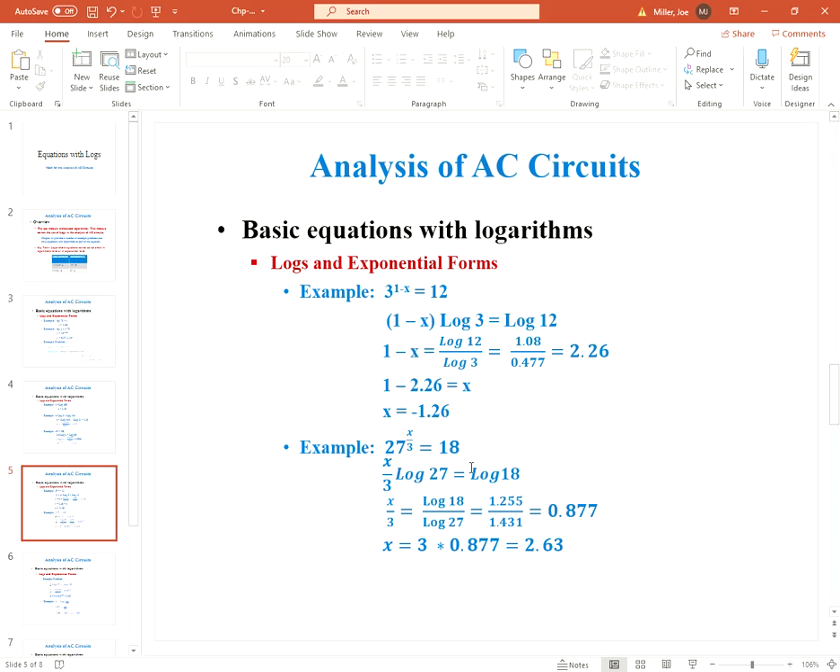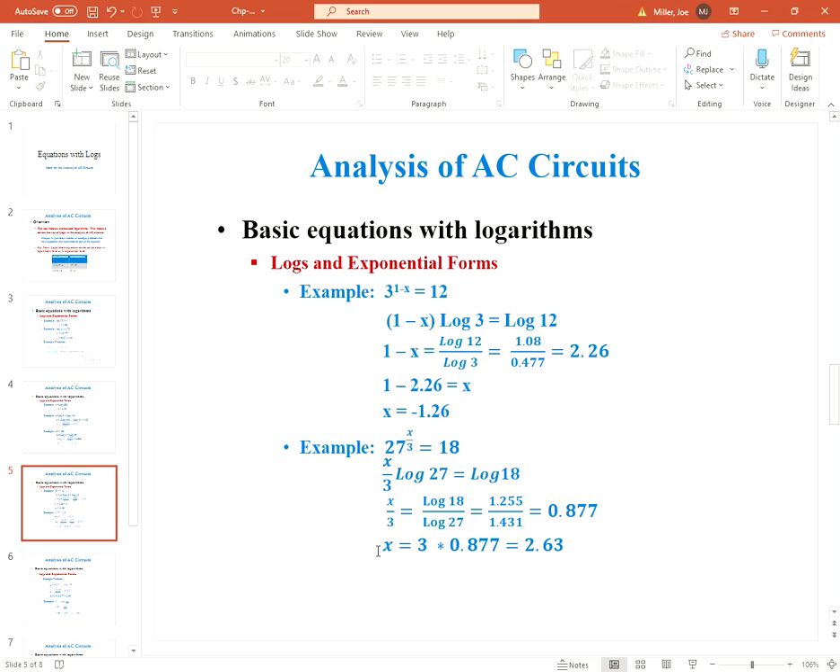For this side, take the log of it, log of 18. Divide both sides by the log of 27. You're left with x over 3 equals log of 18 divided by log of 27. When you evaluate those, this becomes 1.255 divided by 1.431, and that comes out to be 0.877.